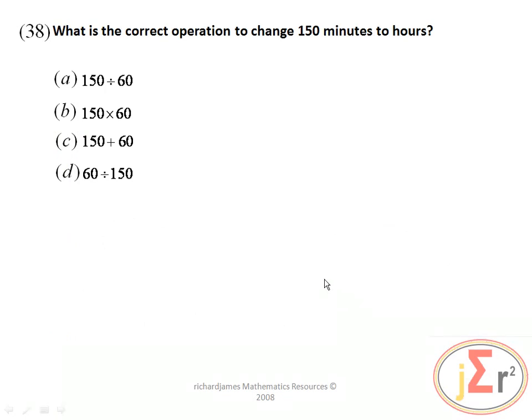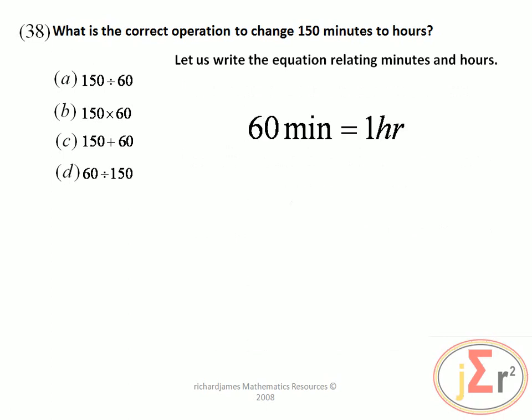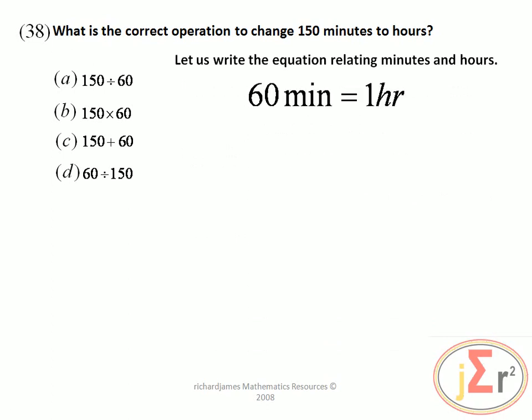What is the correct operation to change 150 minutes to hours? So let us write the equation relating minutes and hours. 60 minutes equal 1 hour. Examine the numbers on both sides of the equation.